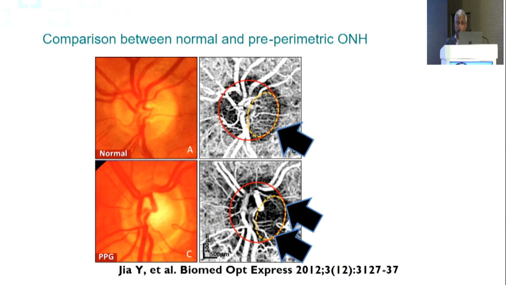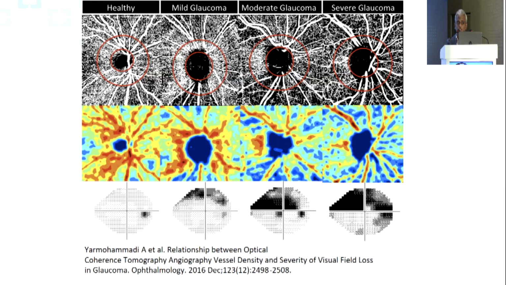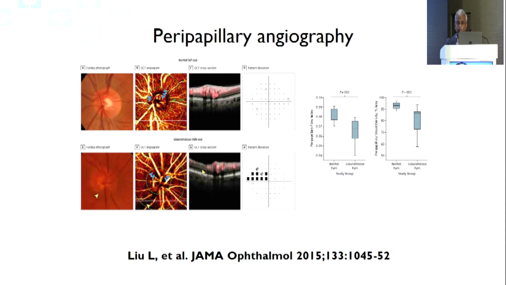But if you look at it from the glaucoma perspective, we are looking at comparison between normal and pre-perimetric optic nerve images. We start finding areas of capillary dropout as shown by these images. And in this sequence of images, you can actually see the difference between mild, moderate, and severe glaucoma over time and comparison with OCT images and field images progressively. So peripapillary angiography is something that actually shows the difference over time with the box plot images.